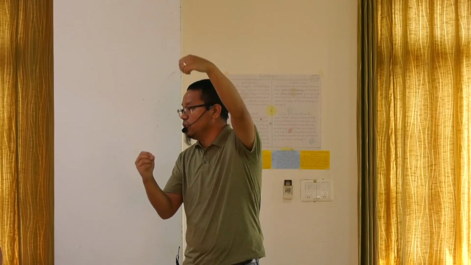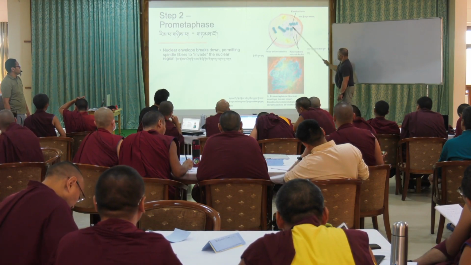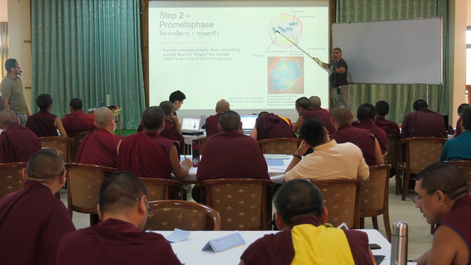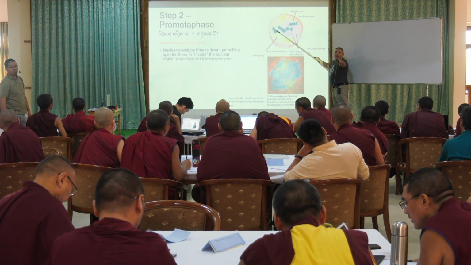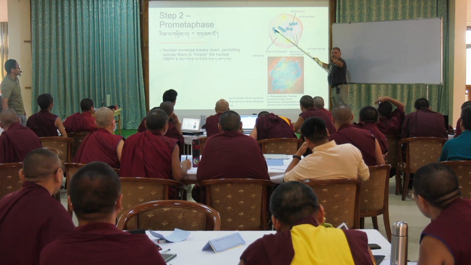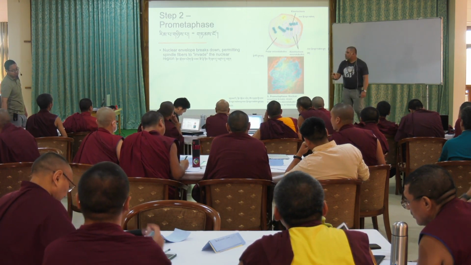So you have one kinetic cord here, one set of kinetic cords here, another set here at both extremes, and the fibers attach right at the centromere of the chromosome.